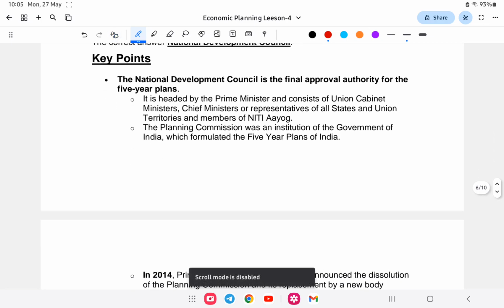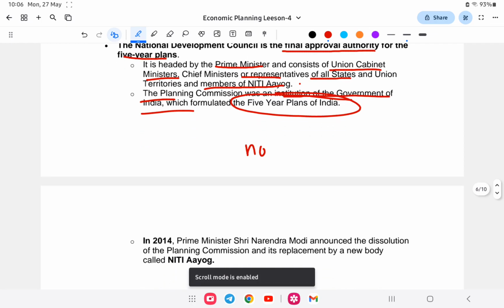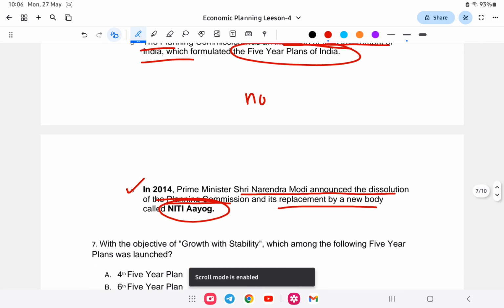So, the National Development Council is the final approval authority for the 5-year plan, headed by the Prime Minister, Union Cabinet Ministers, Chief Ministers or representatives of all states, and members of Niti Aayog. The Planning Commission is an institution of the Government of India which formulated the 5-year plan. Although it is a non-constitutional or extra-constitutional body, or non-statutory body. And in 2014, Narendra Modi announced the dissolution of the Planning Commission and replaced it with a new body called the Niti Aayog. Question number 7.